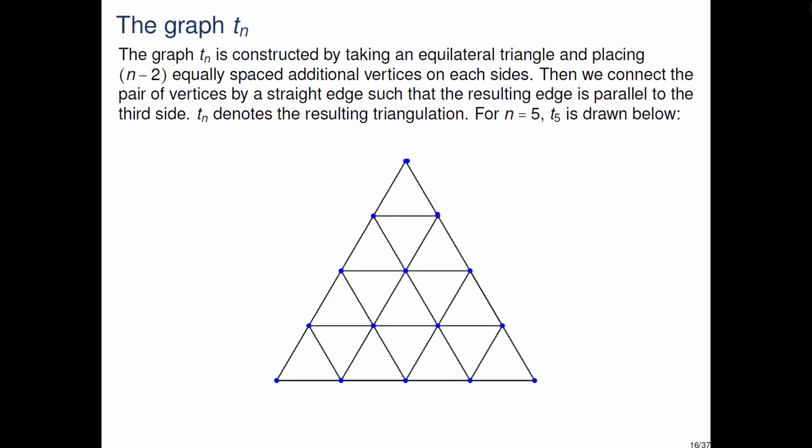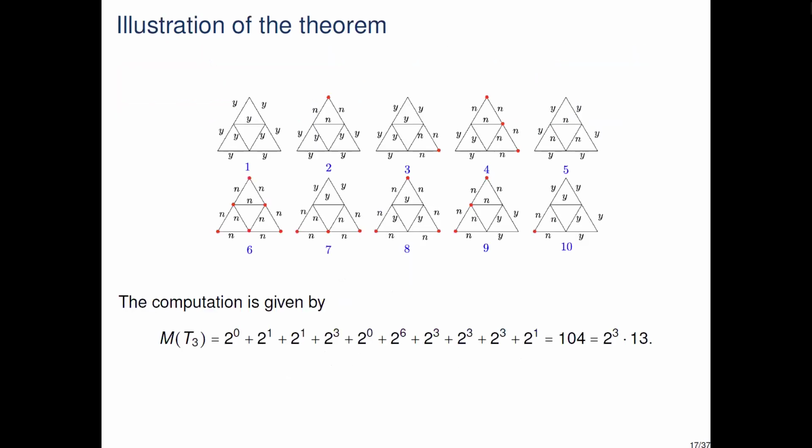Okay, so let's do a dummy computation. Here is the explicit computation for T3. These are the 10 possible Lucas colorings for the graph small T3. For example, the red vertices tell you the special vertices. In the first graph, there is no special vertex.